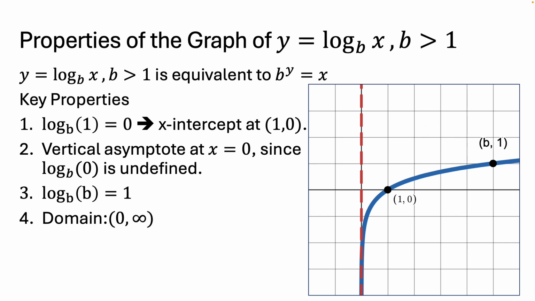The domain for this function is 0 to infinity. The range for this function is all real numbers. Keep in mind that these are the properties of the parent function y equals log base b of x. If you start stretching, reflecting, or translating the graph, the location of the vertical asymptote and the x-intercept may change, but every logarithm will have a vertical asymptote and one x-intercept.